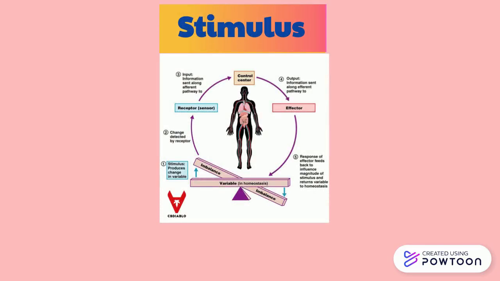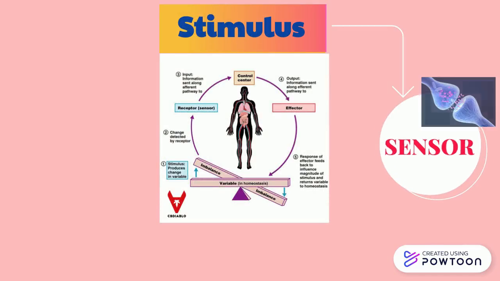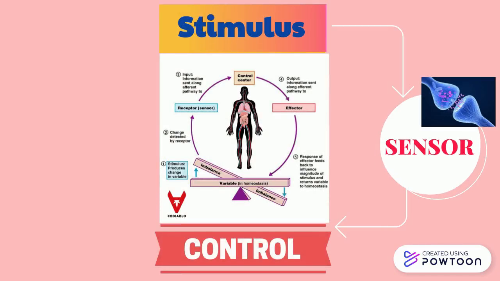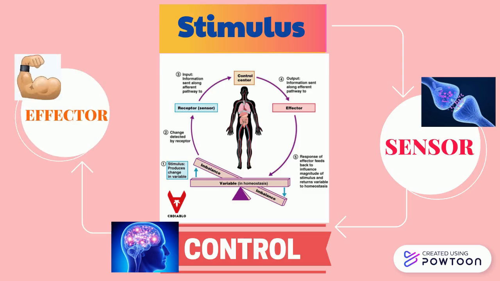Stimulus produces a change in the variable that causes an imbalance. This change is detected by the sensors, which input information to the control center. The control center compares against the set point. Lastly, output information is sent to the effector, which makes adjustments to the variable to reach homeostasis.